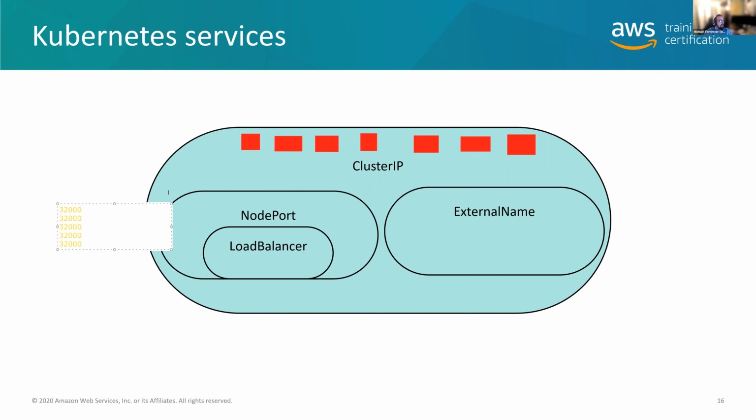So let's say I have 5 nodes, they would each be listening on this port. And if I hit that port, by the way, what's going to happen is that that port is going to get redirected to the cluster IP address, which is then going to redirect to all the pods behind that cluster IP address.